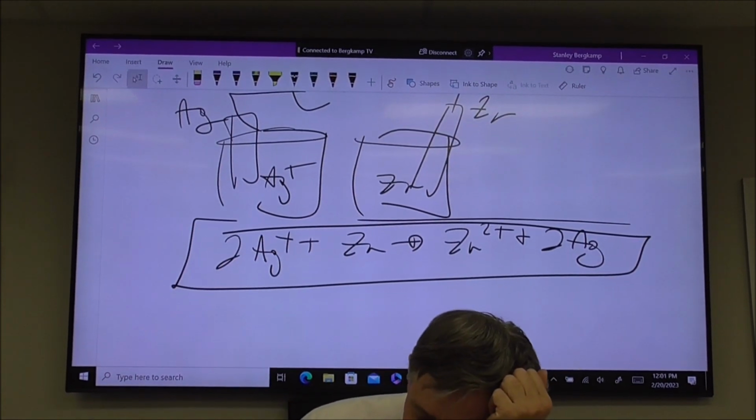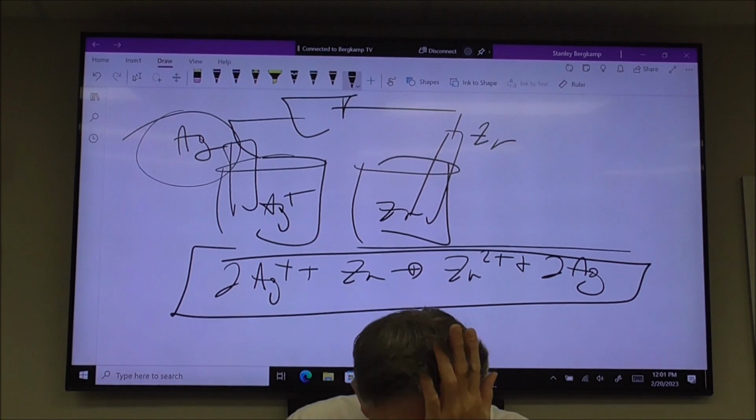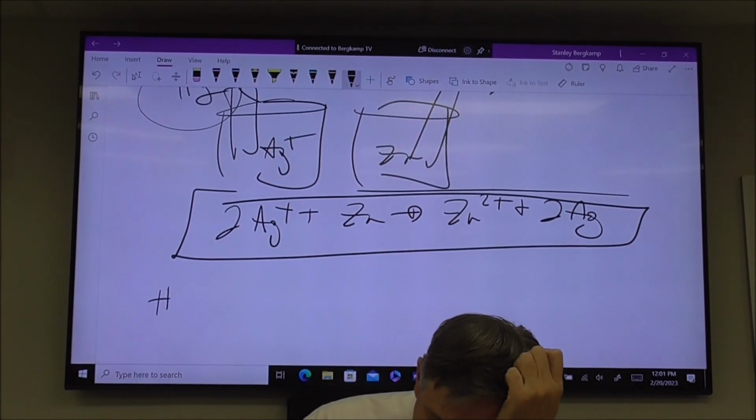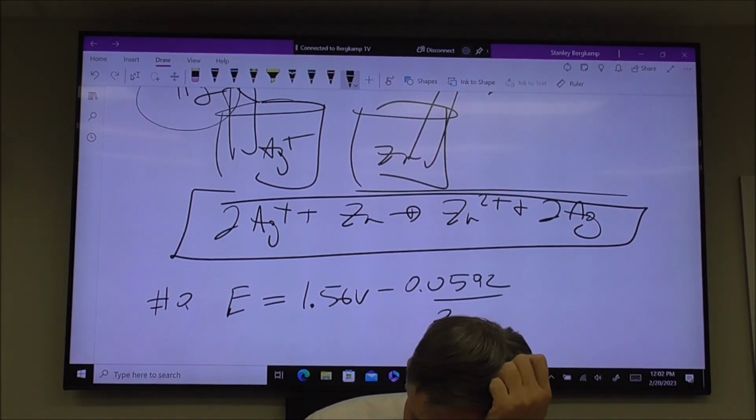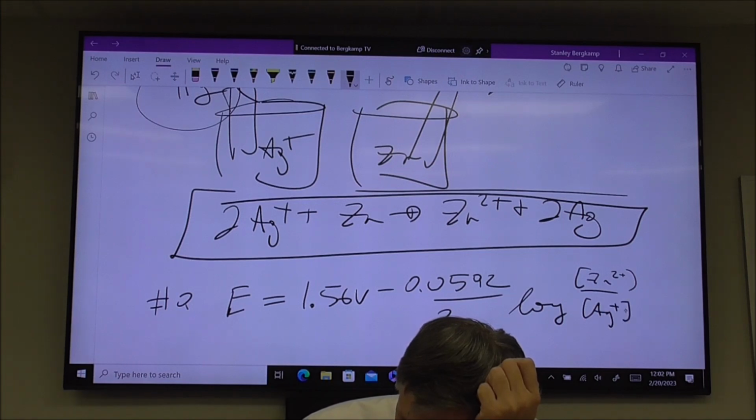Knowing this, and there's a couple of ways you can look at how this is going to play out. When you get to number 9, you're going to use that Nernst equation: E equals E naught, 1.56 volts, minus 0.0592 over 2 times the log of your zinc ion concentration divided by your silver ion concentration squared.